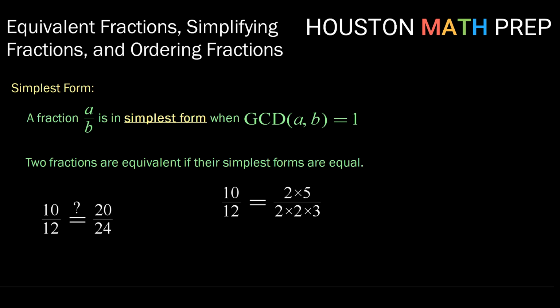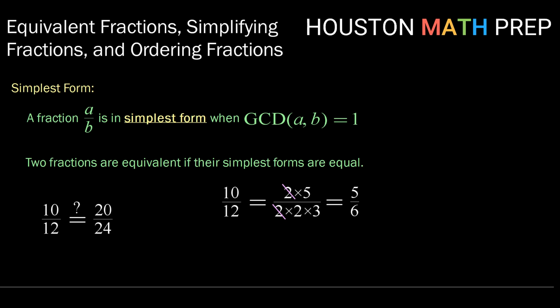So if we take 10 and 12 and get their prime factorizations, 10 can be broken down to 2 times 5, and 12 can be broken down to 2 times 2 times 3. Then any factor that the numerator and denominator share can be canceled. So here, one factor of 2 can be canceled from the numerator and the denominator, meaning that our simplest form for 10 over 12 is 5 over 6.